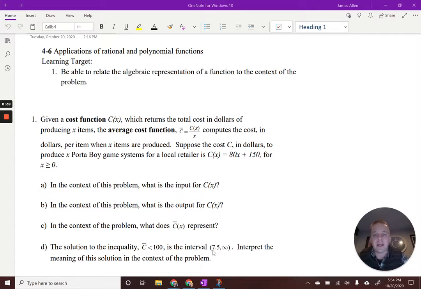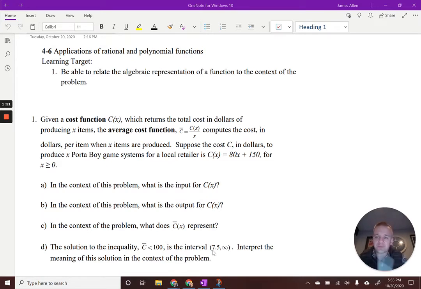Given a cost function, C of x, which returns the total cost in dollars of producing x items, the average cost function, C bar, equals C of x over x, computes the cost in dollars per item when x items are produced. Hefty sentence there. Suppose the cost C in dollars to produce x Portaboy game systems for a local retailer is C of x equals 80x plus 150 for x greater than or equal to 0, meaning either we're producing no games or at least a positive number of game systems, right? We're not going to talk about negative numbers.